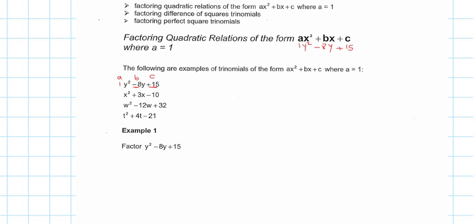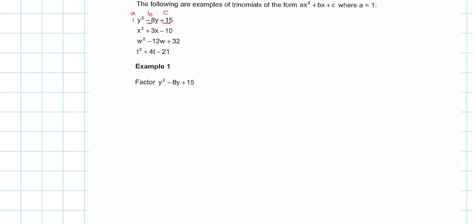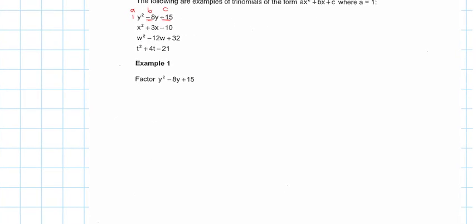Now, in the case that we are working with right now, a is always going to be 1. Okay, so it's very important that a is 1. Okay, so how do I factor something like this? I know that a is equal to 1, b equals negative 8, and c equals 15. To factor this, you're going to look for 2 numbers that multiply to c and add to b.